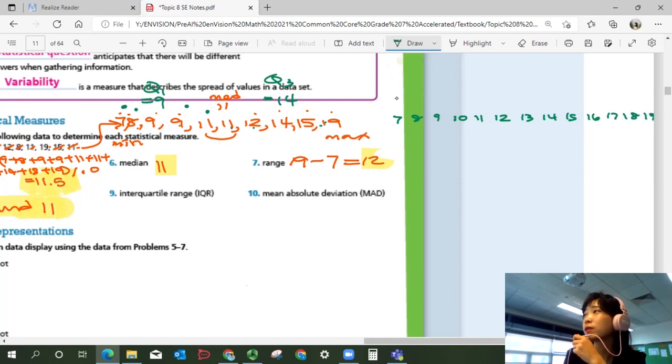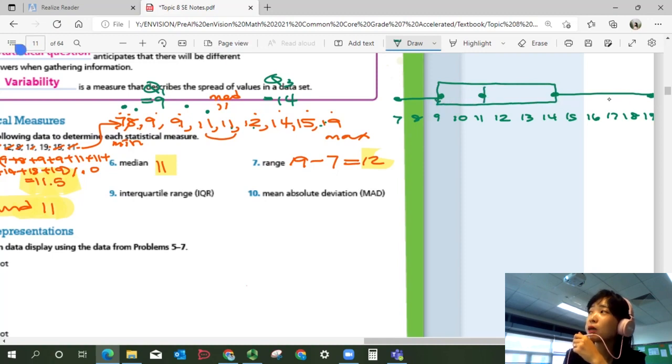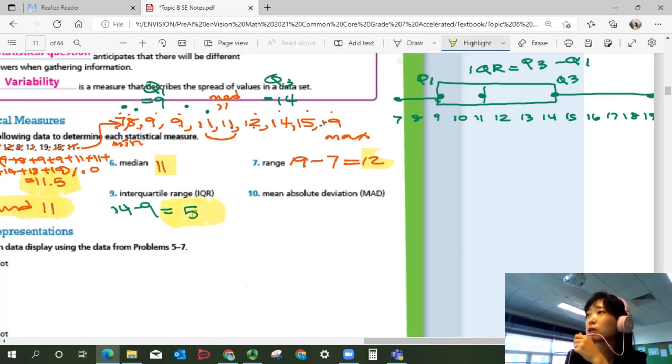line. We have 7, which is the minimum, 19, which is the maximum. Q1 is 9, and then median is 11. Q3 is 14, and then that is your whisker. This is your box that goes through your medians. Okay? And so your IQR, if you forgot, is Q3 minus Q1. Okay? Q3 minus Q1. And so that would be 14 minus 9, which is 5. And that is your IQR.